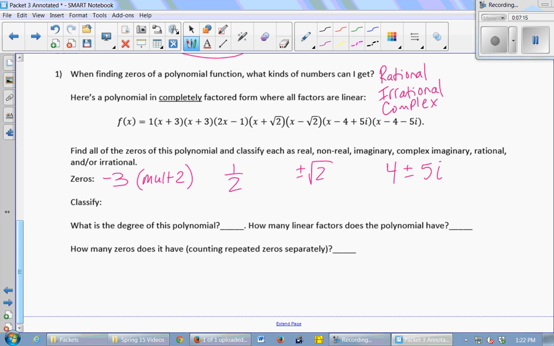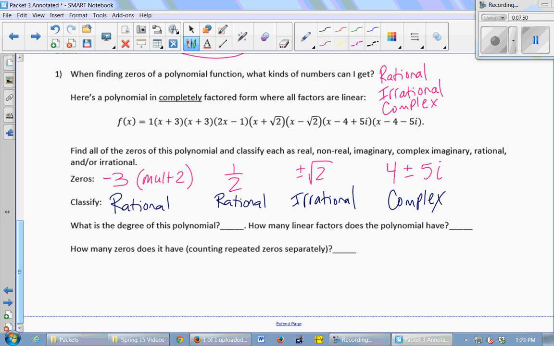Okay, so I'm going to classify each one of these. -3 is rational. 1/2 is rational. The definition of rational, remember, is that you can write it as a ratio, right? The root of rational is the word ratio, meaning like a fraction. So you can do 1/2 as a ratio. Plus or minus √2, irrational. And 4 ± 5i, complex.